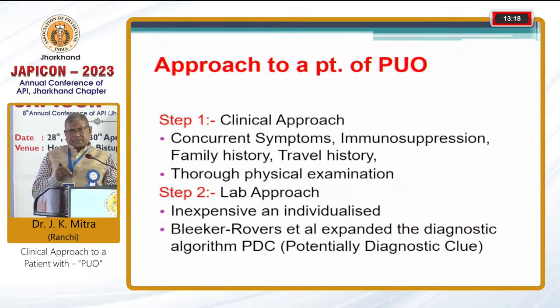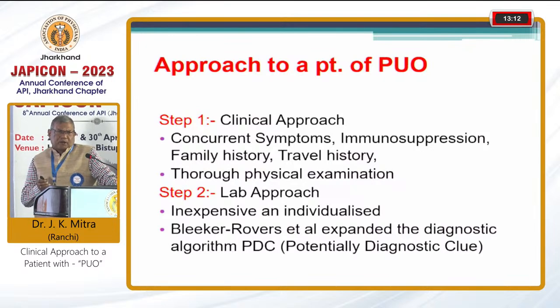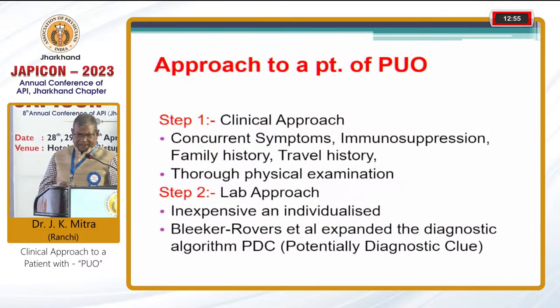How to approach a case of PUO? First of all, step 1, the clinical approach. The clinical approach is very, very important. Whatever sign or symptom is elicited must be taken as a potentially diagnostic clue, and the approach should be started on that basis, and one should proceed with that. So concurrent symptoms, immunosuppression, family history, travel history, thorough physical examination.